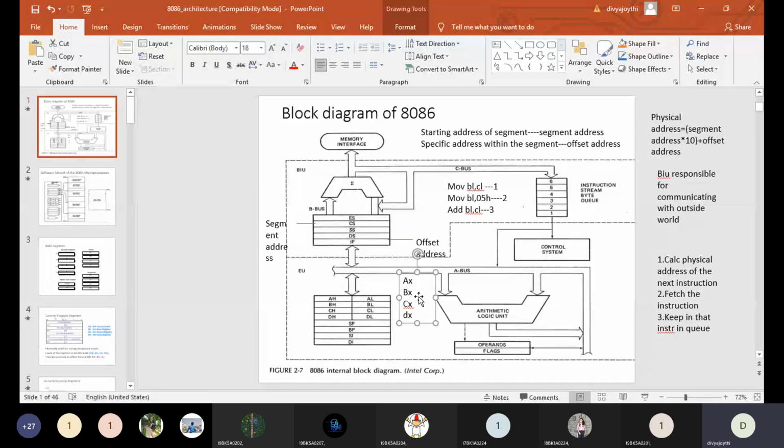Guys, are you clear why they are called general purpose registers? Yes, ma'am. So in your program, if you are writing a program for 16-bit, you need to mention the name as AX.